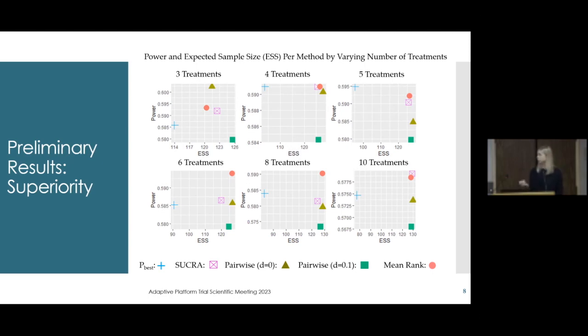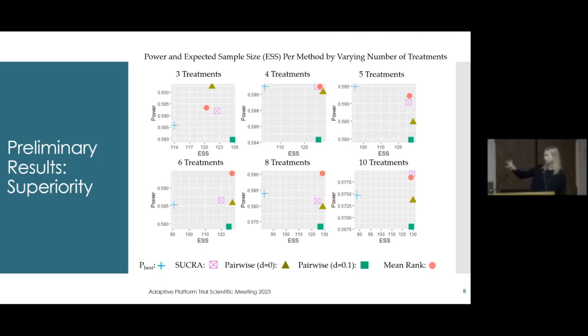So looking at these graphs, our power is basically the percentage of times that the trial declares the correct treatment superior. Our expected sample size was calculated as the number of patients in the trial at the time the trial concluded, divided by the number of treatments at the start of the trial. And as is the case in most clinical trial studies, we are looking to find the method that occurs at this top left-hand corner that maximizes power and minimizes our expected sample size.